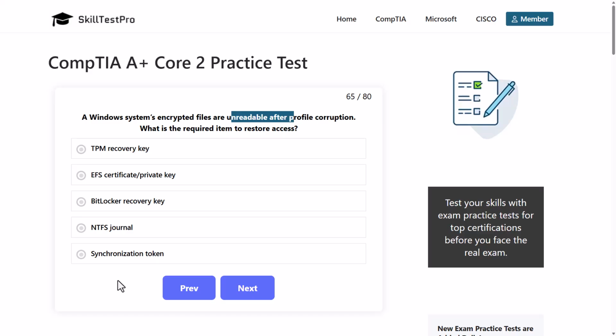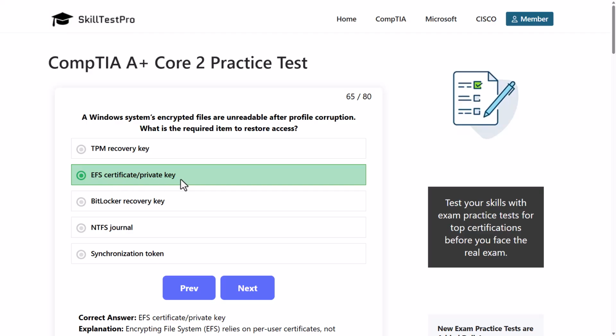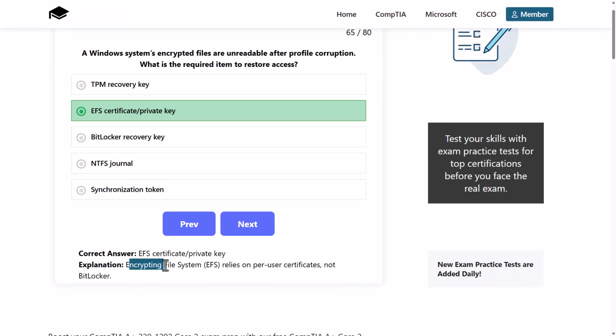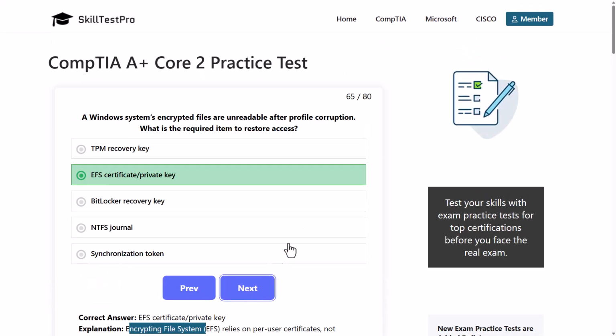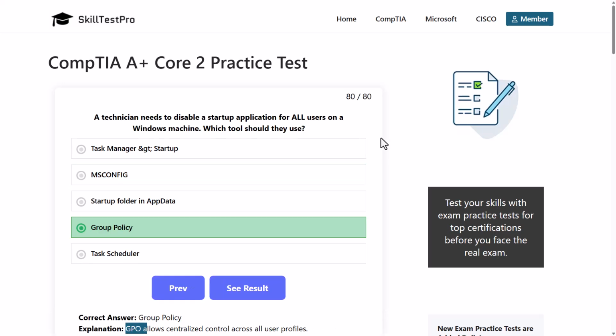And this is another easy question which you should know if you have studied for this exam, and the correct answer would be EFS certificate private key, as Encrypting File System, or EFS, relies on per-user certificates, not BitLocker. This is it for this practice test.